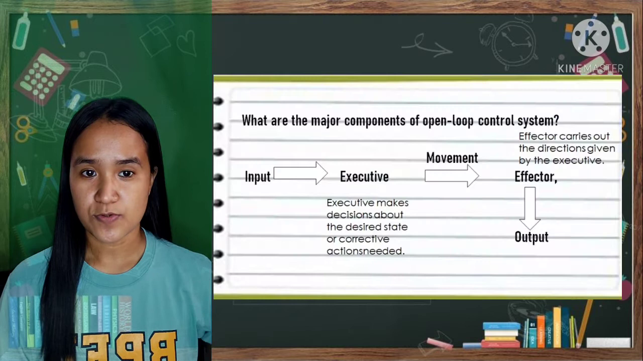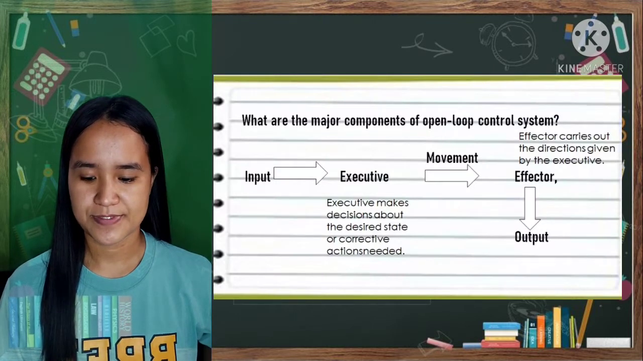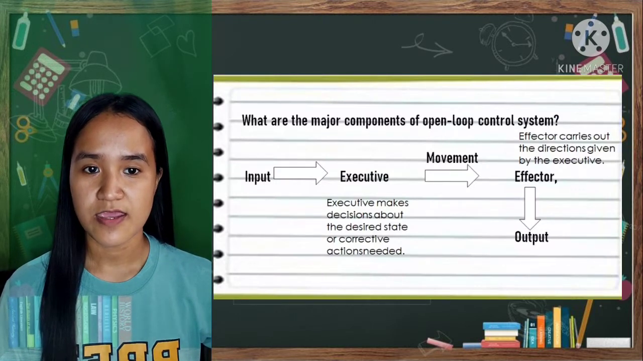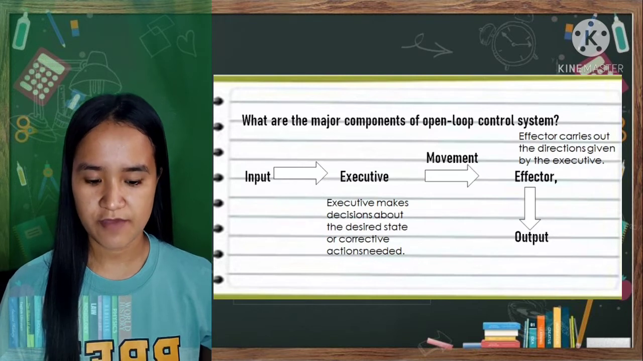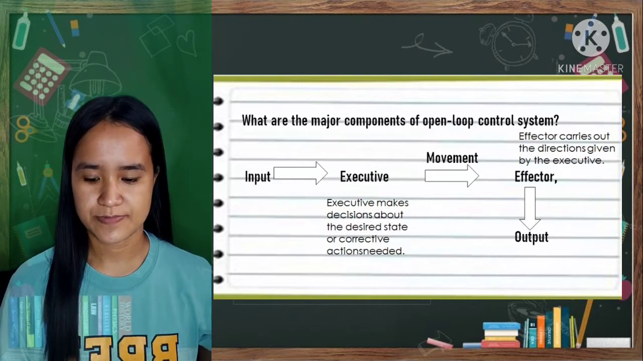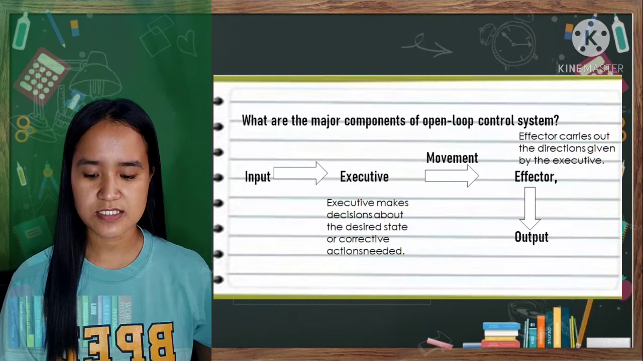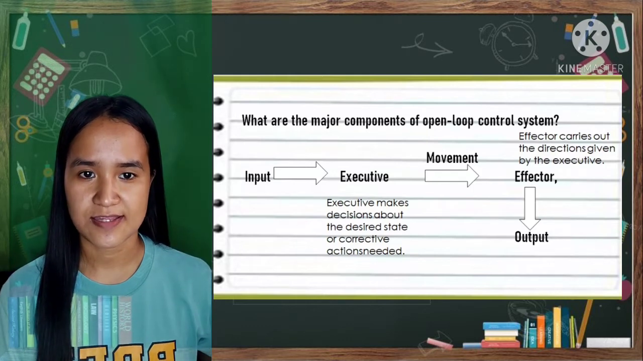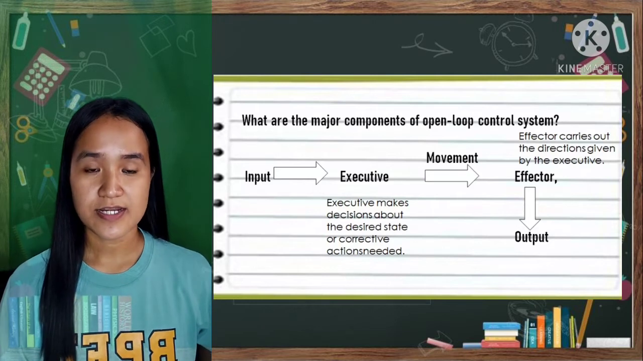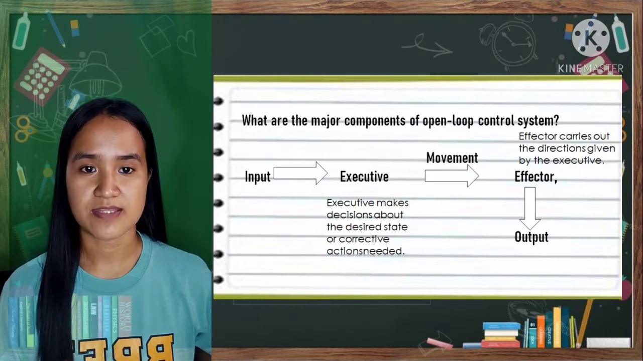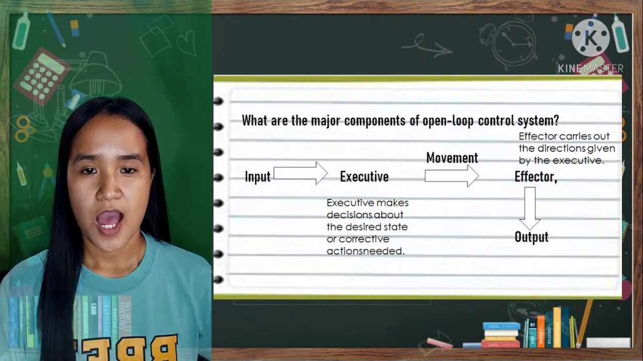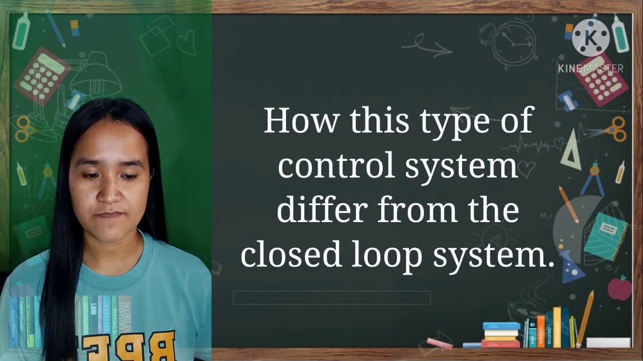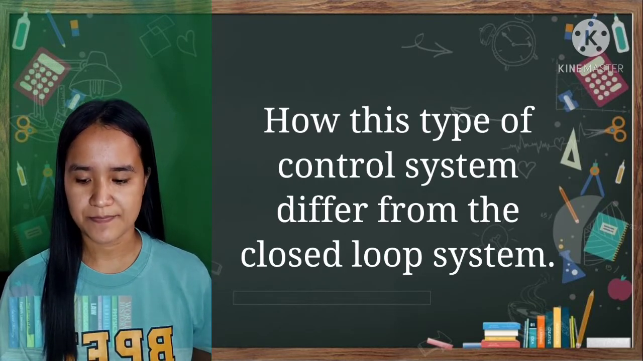What are the major components of an open loop system? The major components are input, executive, effector, and output. The executive makes the decisions about the desired state or corrective action needed, while the effector carries out the direction given by the executive. How does this type of control system differ from the closed loop system?